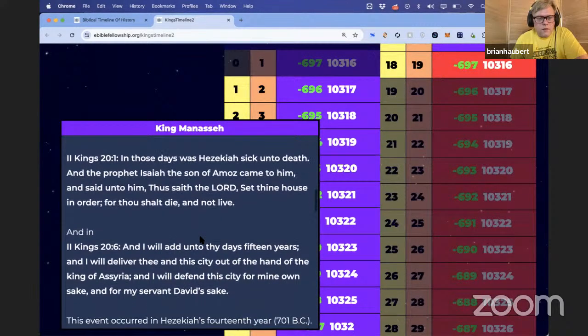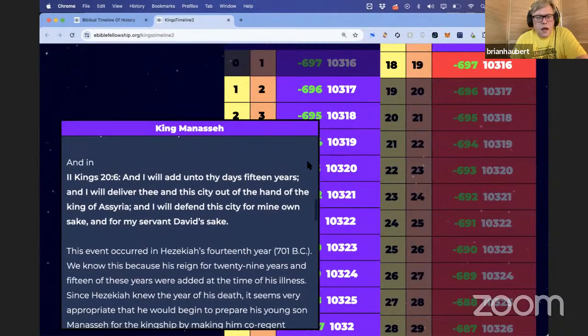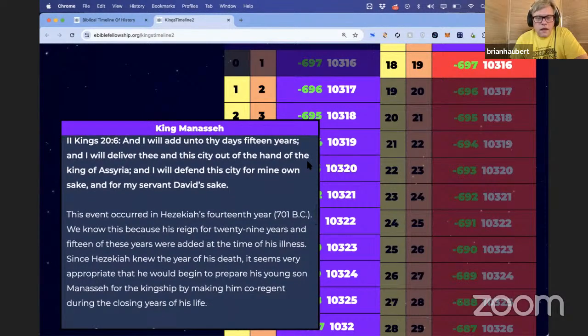And you skip down to verse 6. That's 2 Kings chapter 20, verse 6: And I will add unto thy days 15 years, and I will deliver thee and this city out of the hand of the king of Assyria, and I will defend this city for mine own sake and for my servant David's sake. So this event occurred in Hezekiah's 14th year, which would have been 701 BC.